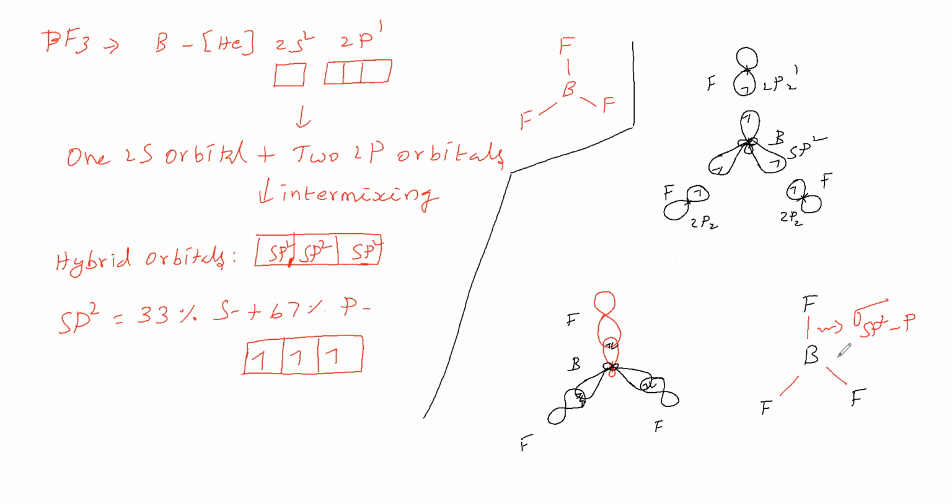All the bonds have the same nature, the same strength, the same bond length. Therefore, BF3 has only one bond length. Okay. So in BF3, the central atom boron has what hybridization? sp2 hybridization. So next we will take methane.